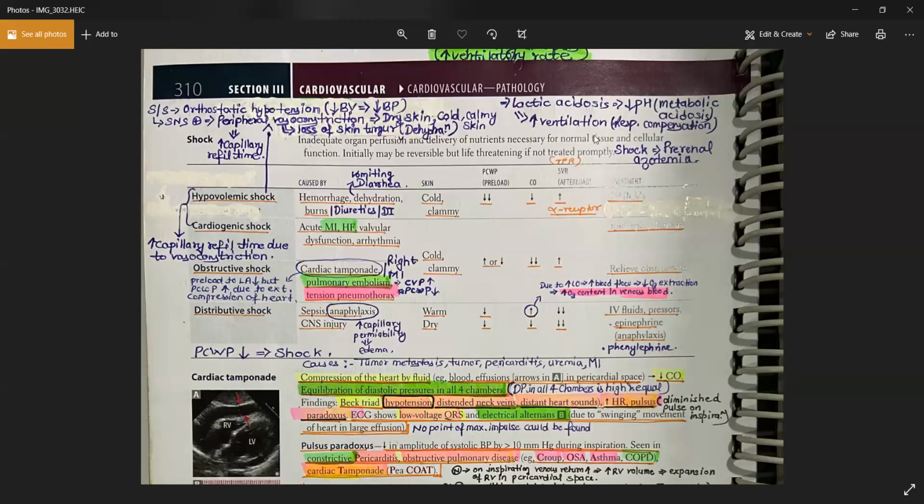In the kidneys, what's going to happen because of the shock? In all of these shocks, in the kidneys you will get pre-renal azotemia. In the liver, you can get ischemia. In the GIT, you will get ischemia, right? And what are the signs and symptoms? The most common signs and symptoms will be orthostatic hypotension.